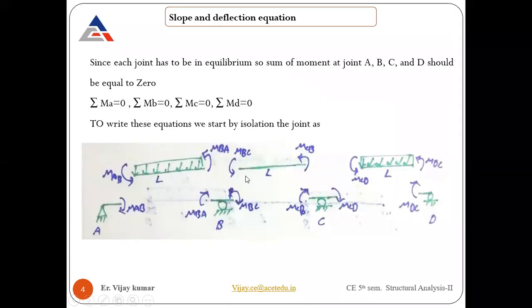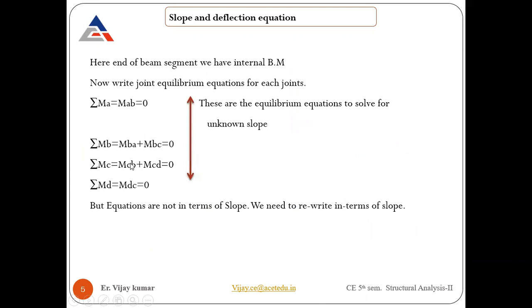B is connected by 2 members. One is this one and the other is this one. So there are 2 moments and their sum should be equal to 0. That is static equilibrium. These are the equilibrium equations. You just need to write them. MBA plus MBC equal to 0. Yes, MBA plus MBC equal to 0. That you have to write.